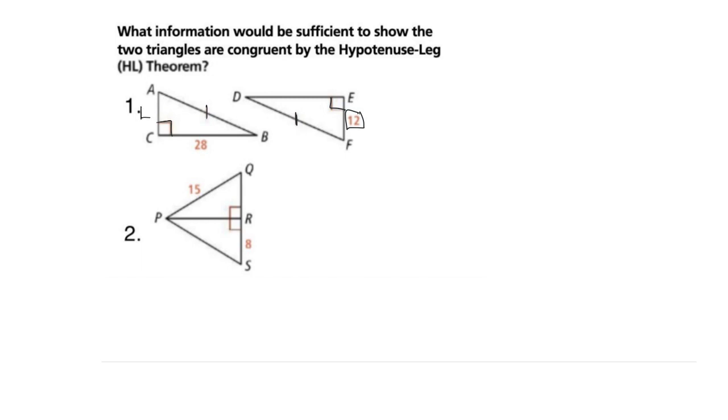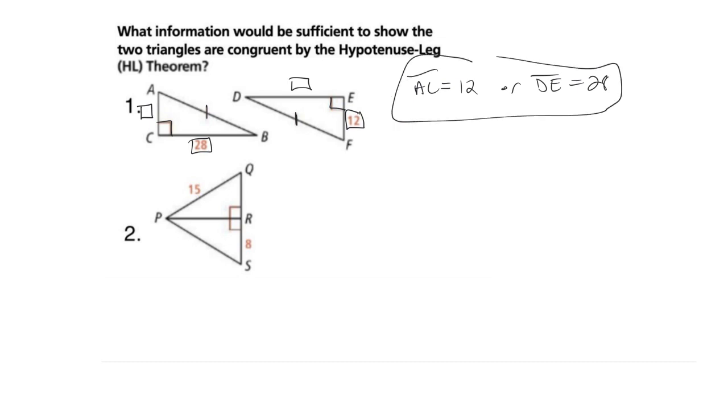Well, we're given 12, but we're not given this one, and we're given 28. We're not given this one. So we either need to say that AC is equal to 28. Sorry, not 28, 12, right? Or DE is equal to 28. So either one would prove it, if any of the sets of legs are congruent and the hypotenuse, then the triangles are congruent.